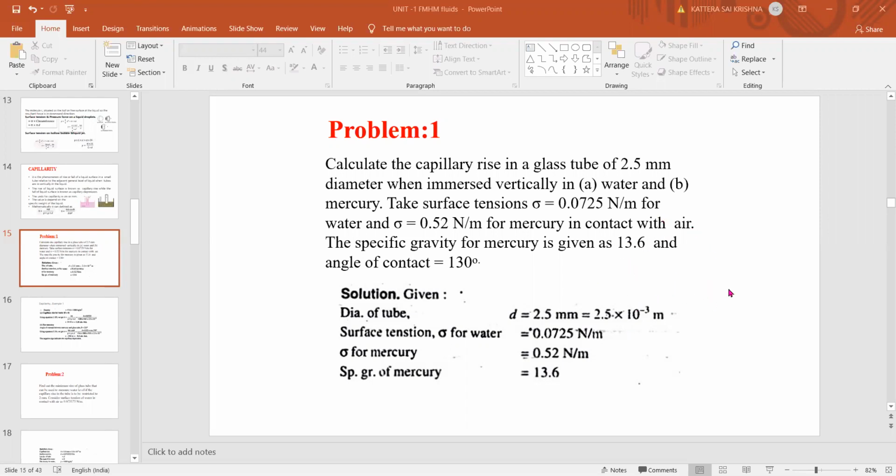H equal to 4 sigma cos theta by rho GD. So theta value is given to us here, 130 degrees. So substitute H equal to 4 into sigma for mercury. You have to use this 0.52 Newton per meter. So 4 into 0.52 into cos 130 divided by density of mercury 13,600 into 9.81 into diameter of the tube, 2.5 into 10 power minus 3 meter.